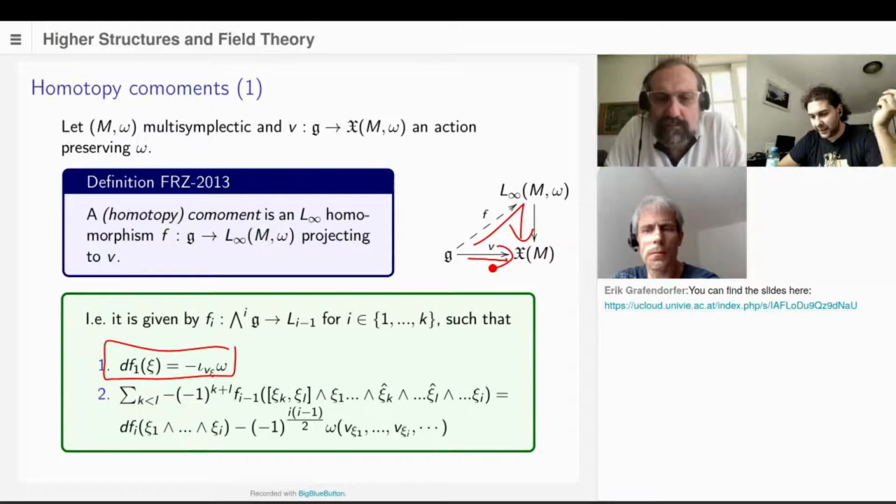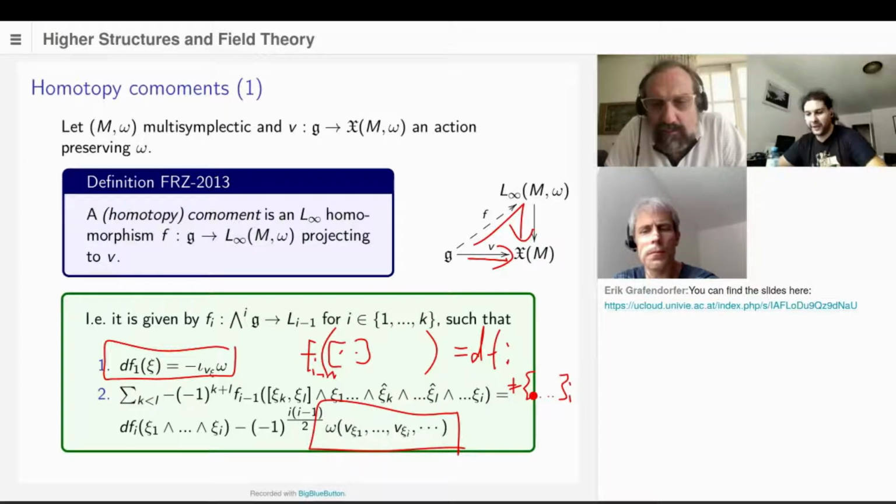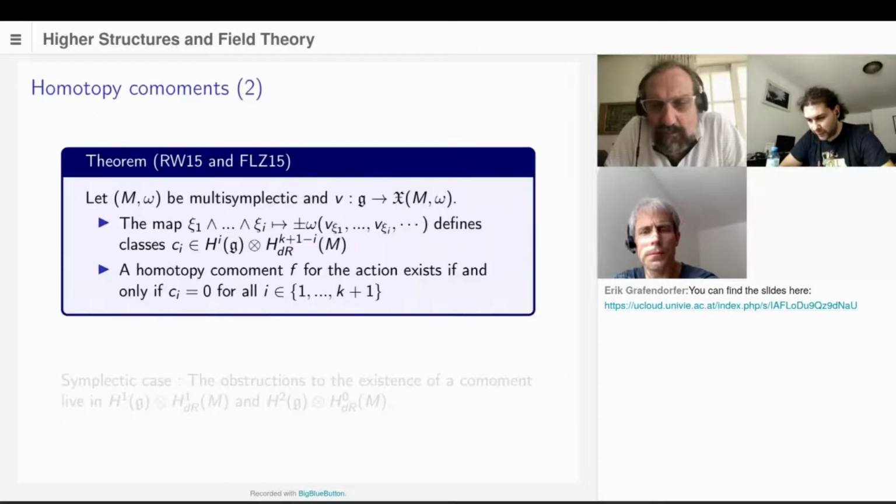And if you look at this equation in more detail, you see that we have F applied to the binary bracket of the Lie algebra. We have some df term, and then we have this term involving omega, which is actually just, up to sign, one of the brackets of the L infinity algebra. And this is why we can prove the following.